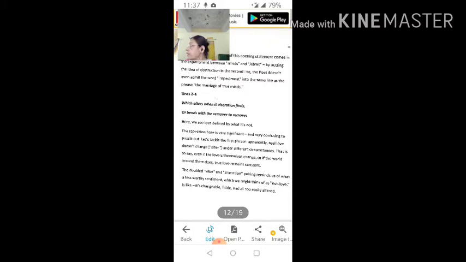Lines 3 and 4. "Which alters when it alteration finds, or bends with the remover to remove." Here we see love defined by what it is not. The repetition here is very significant and very confusing to puzzle out.